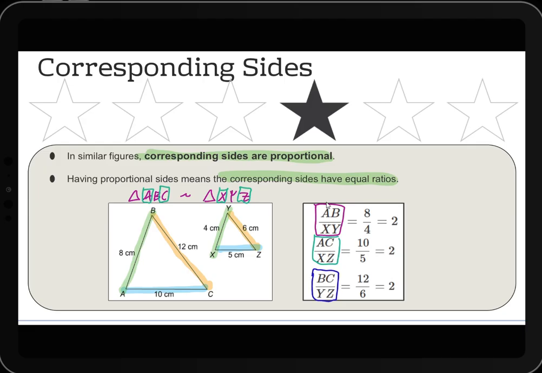And again, they're all the same because this number that you see right here is what we refer to as, among many things, the scale factor. Okay, so this is the scale factor of our figure.